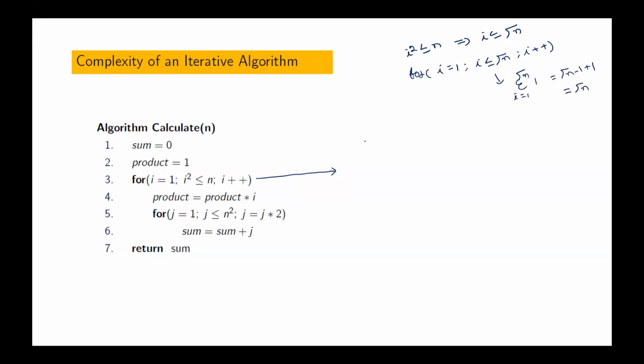Is there any doubt in the outer for loop? Calculating the number of times the outer for loop is repeated. So that means how many times is this operation performed? Square root of n times. Now, how many times is this inner for loop repeated?